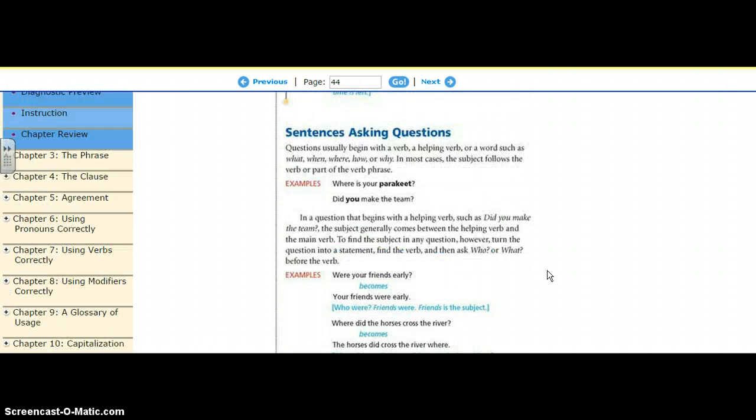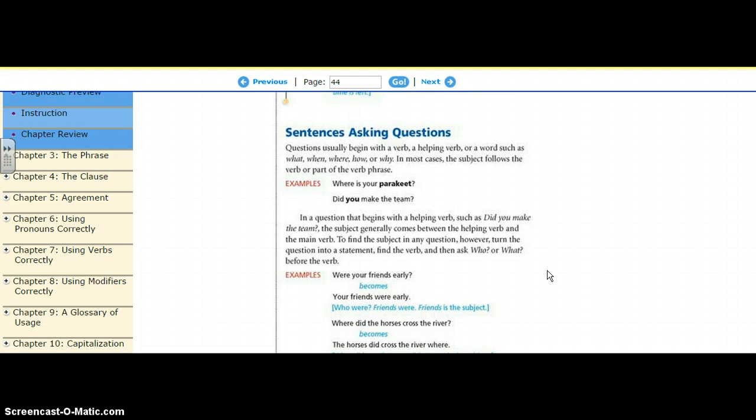Then we have sentences asking questions. Questions usually begin with a verb, a helping verb, or a word such as what, when, where, why, how. In most cases, the subject follows the verb or part of the verb phrase. Looking at the example, where is your parakeet? Did you make the team?